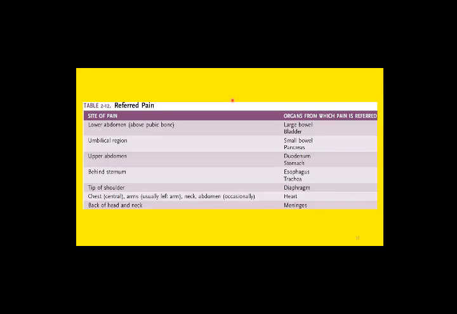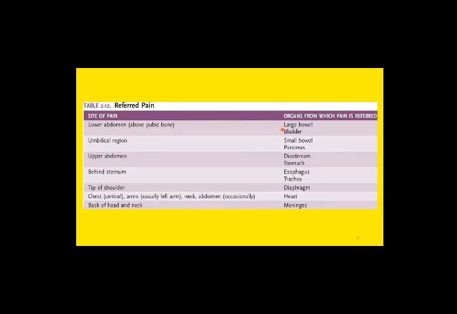For example, if the pain of the lower abdomen is radiating, and the site of referred pain is urinary bladder.